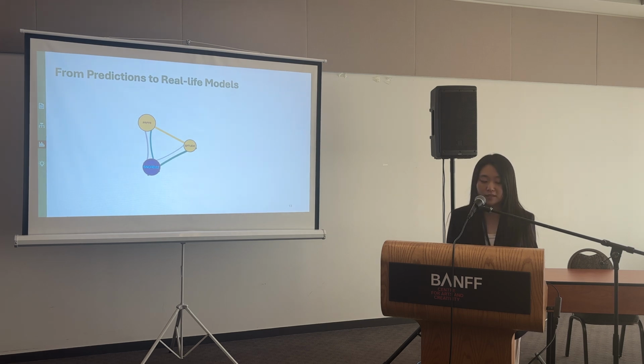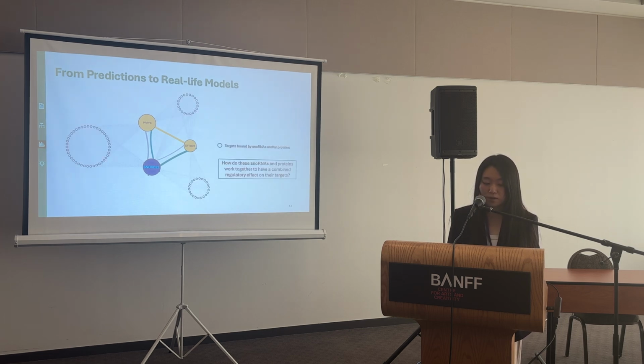So to give you a better example of what we do further, this is one of the most identified patterns within the network. And then what we do next is we look at their targets. So if these snRNAs and proteins work together, what kind of functional effect would they have on their targets? And to answer this question, we work with wet labs because we have certain limitations with our computational methods, and it's important in biology that what we predict computationally is also validated in wet lab experiments.